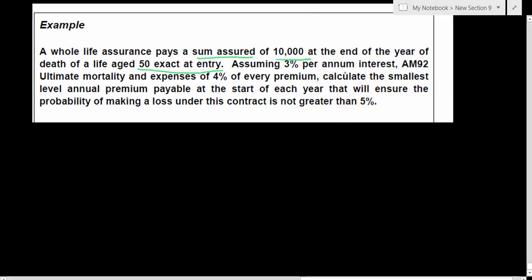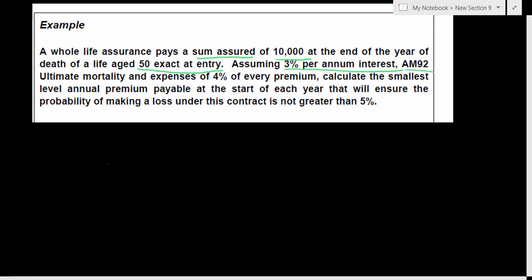And assuming 3% per annum interest and AM92 ultimate mortality. So these are the criteria. See, the interest is 3%. Now we cannot work with the tables here, right? Because tables are only given for 4% and 6%. So they have given this criteria and AM92 mortality. And the expense level is 4% of every premium. Calculate the smallest level annual premium payable at the start of each year, that will ensure that the probability of making a loss under this contract is not greater than 5%. So that's their criteria.